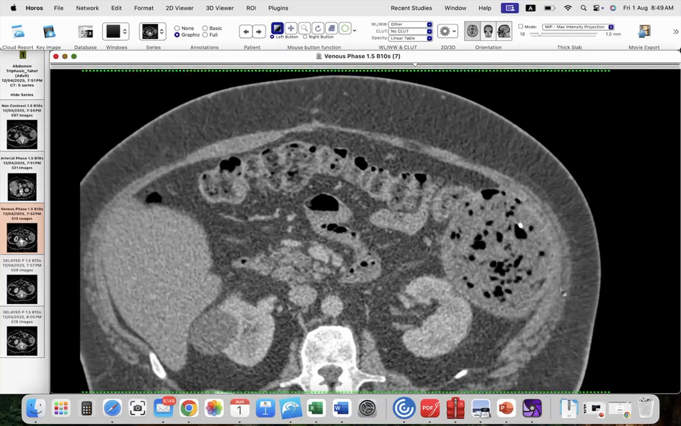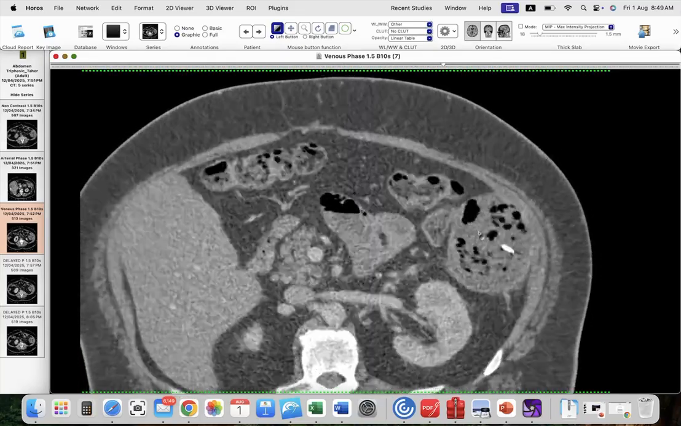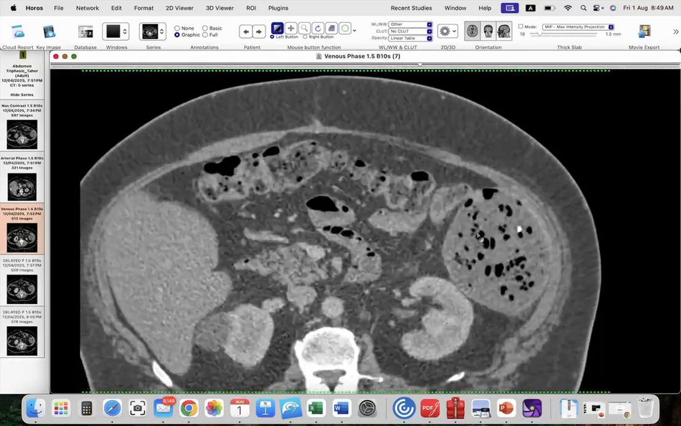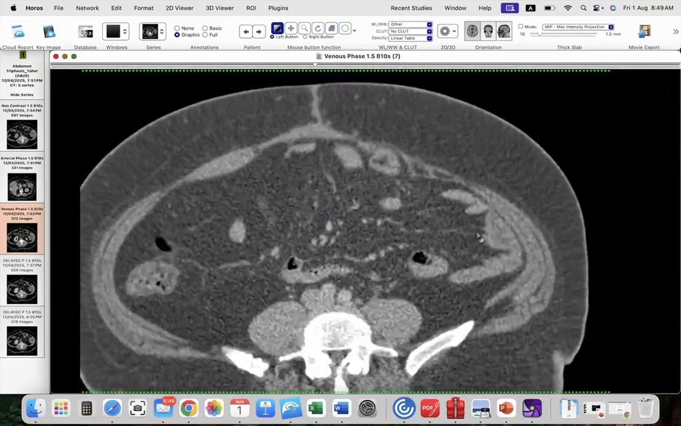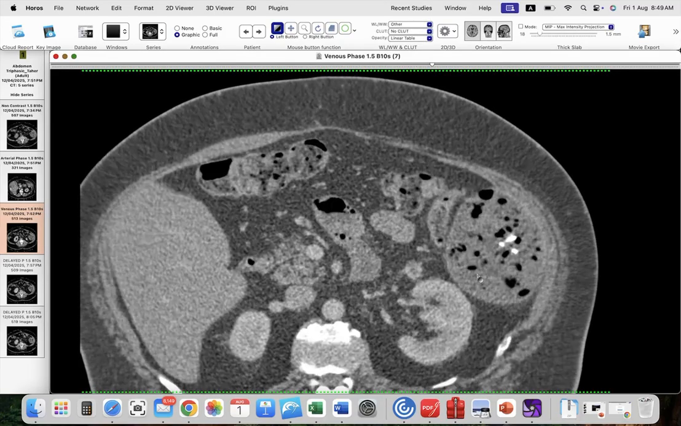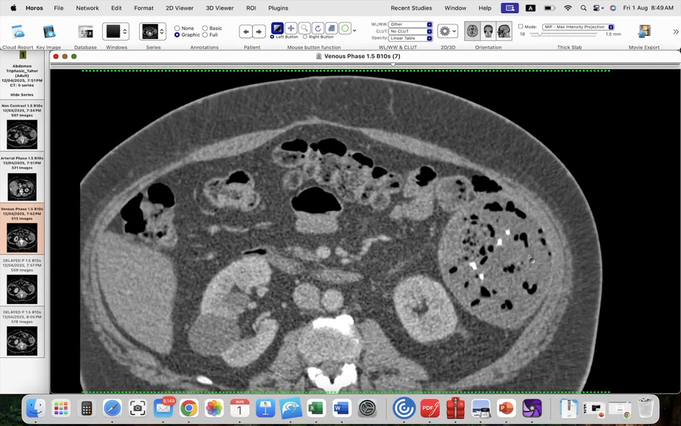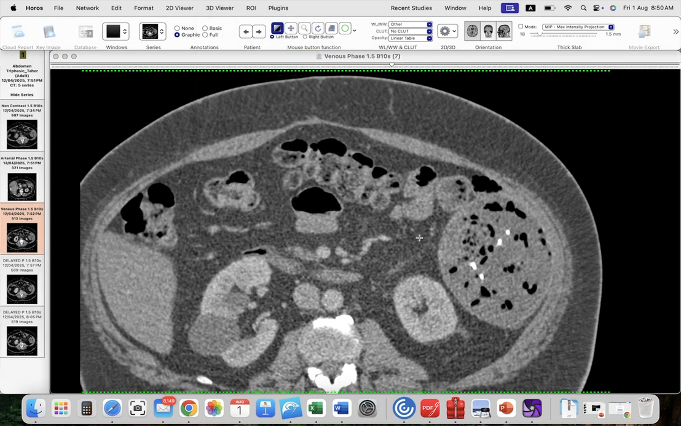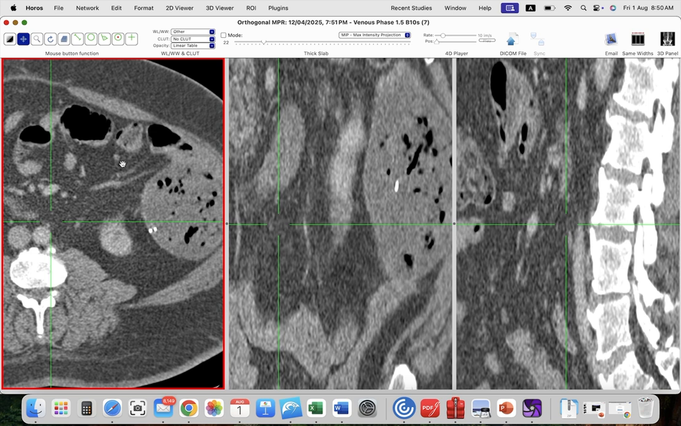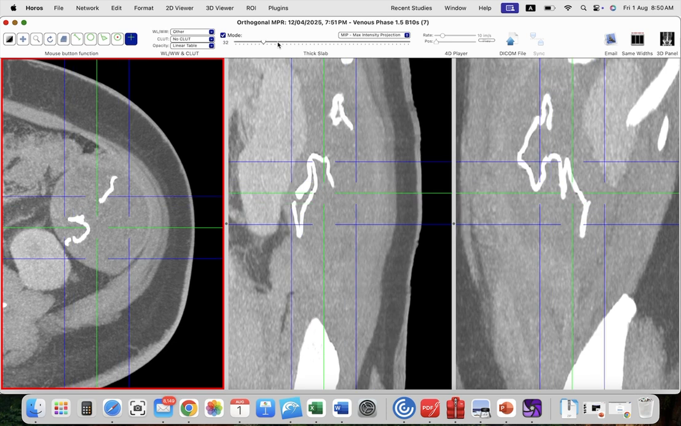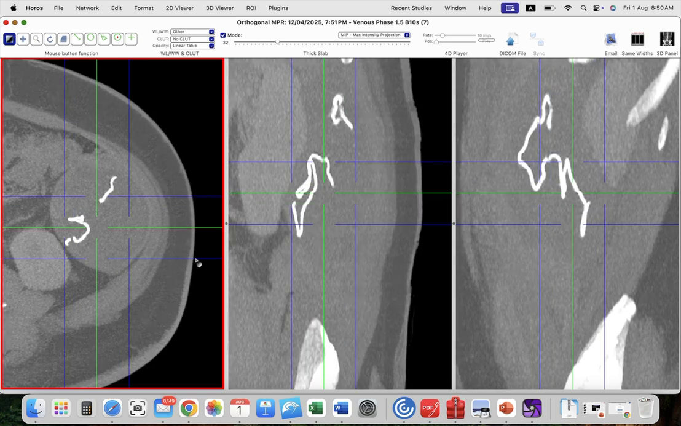Now let's check this structure. It is a sharply demarcated, well-defined structure noted in the extraperitoneal space. It has a linear marker inside it and contains multiple air foci. This is a classical sign for what we call a missed towel or Gossypiboma. You can make a MIP image so you can see the marker of the missed towel. Here it is.